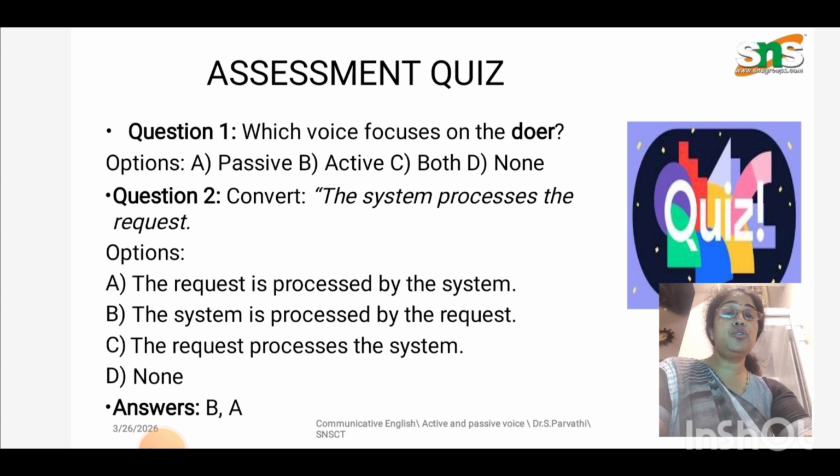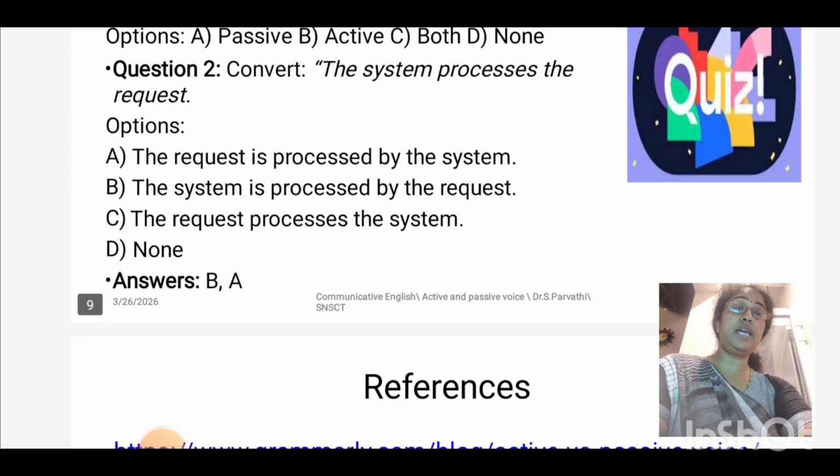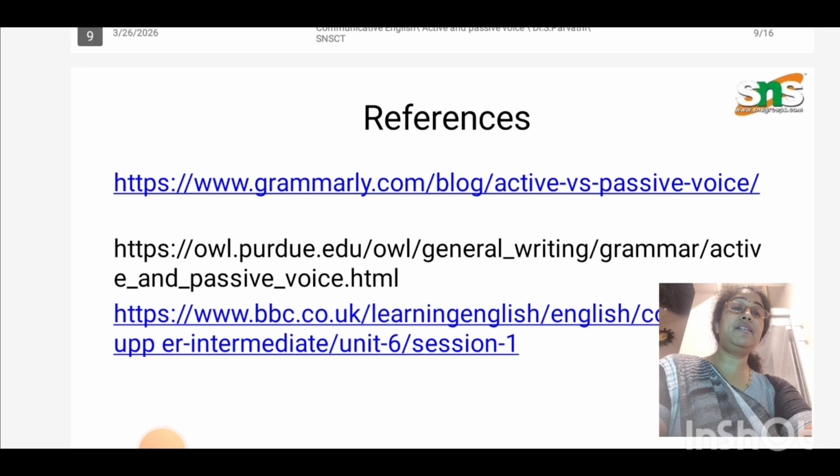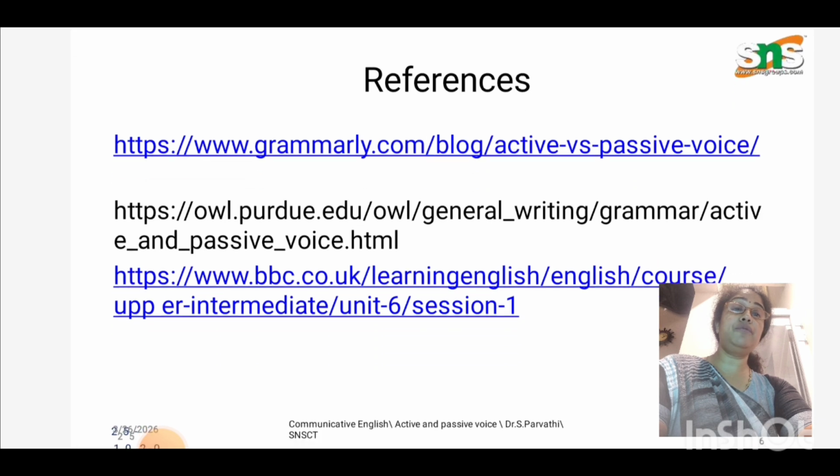Your first answer: which voice focuses on the doer? It's active voice. The system processes the request. What's the second one? The request is processed by the system. Here the request acts as the object and processed is your verb, and the system is the subject. Clear? And here I have given some reference videos for your future use.